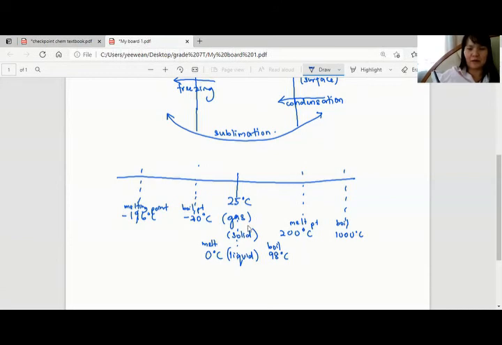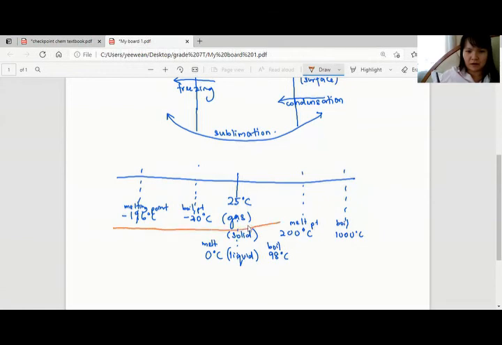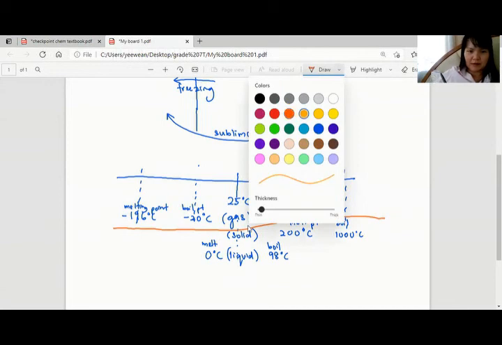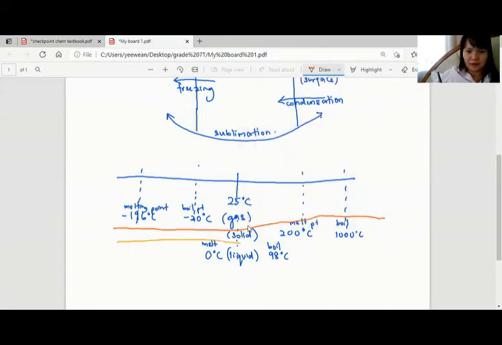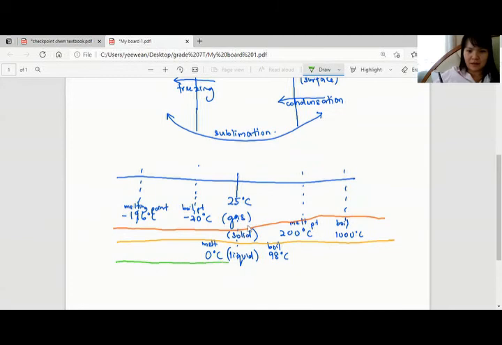So this is how we find out whether it's a gas, solid, or liquid by looking at its melting and boiling points. So these are examples of 3 different substances. Let me put the color there. So that's a gas. This one is a solid. And the last one is a liquid because 25 is in between its melting and boiling point.